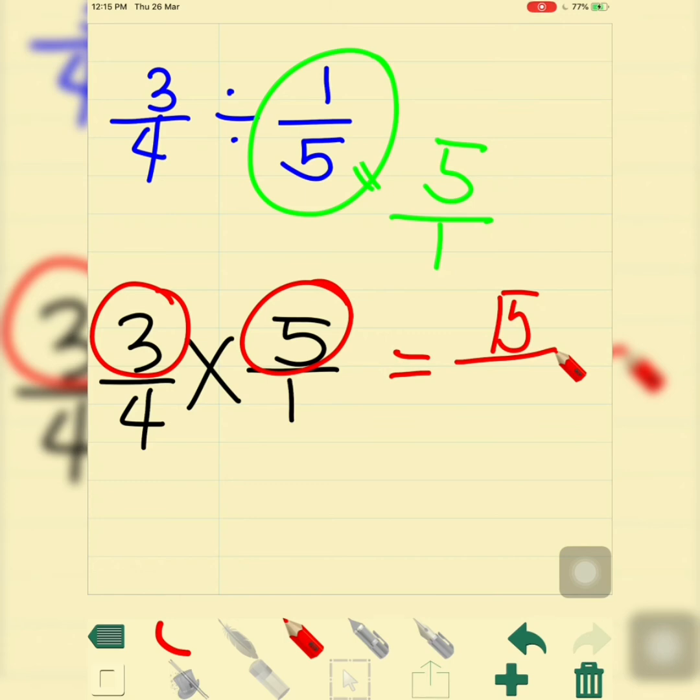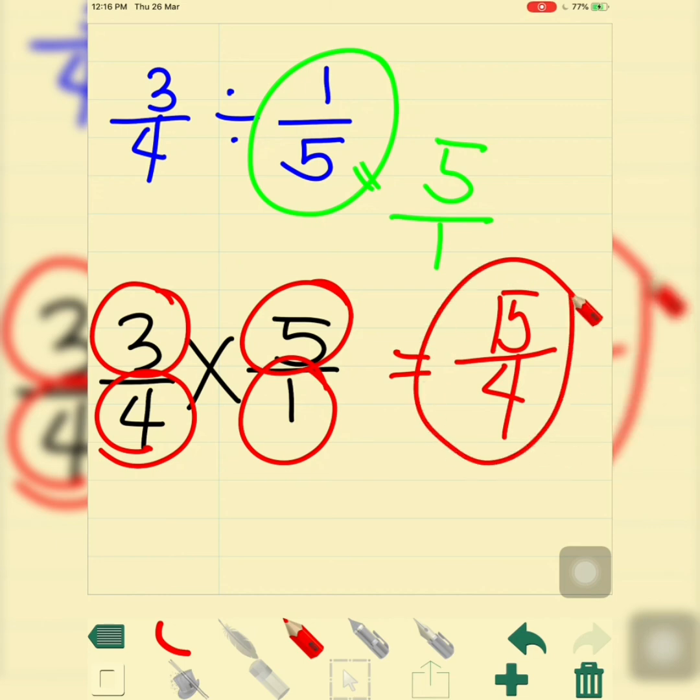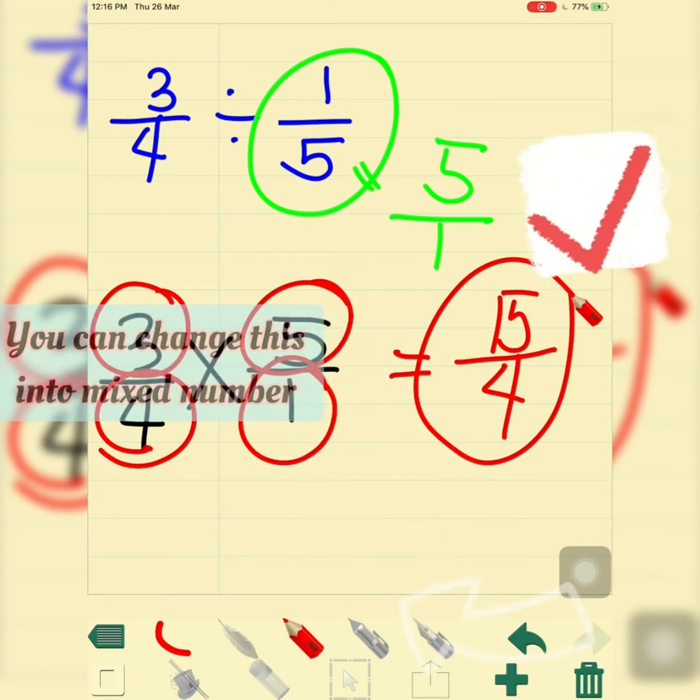Then, we will multiply the denominators of 3/4 and 5 over 1, which are 4 and 1. 4 times 1 is equal to 4. Thus, our answer in dividing 3/4 and 1/5 is 15 over 4. You can change this into a mixed number if you want.